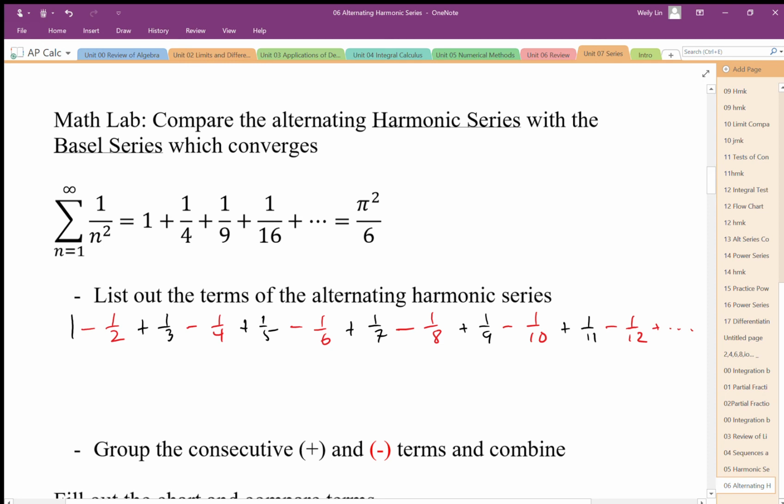So we're going to group these consecutive positive and negative terms. We're going to make a grouping here, and group these terms like this, like this, like this, and so on. I want you to find those sums and put them in a table. The table is below, so make sure in your notes you put in a table, and I want you to pause this video and list out the sum. In this table, you're also going to sum these up and compare term by term. And you're also going to list out the geometric series term by term as well.